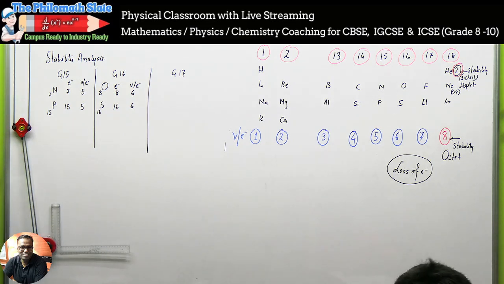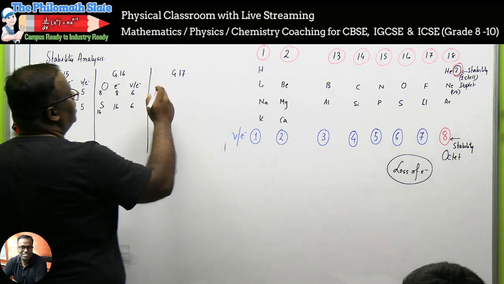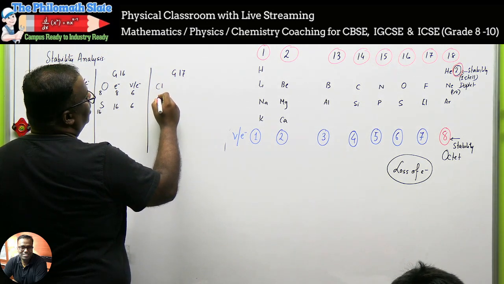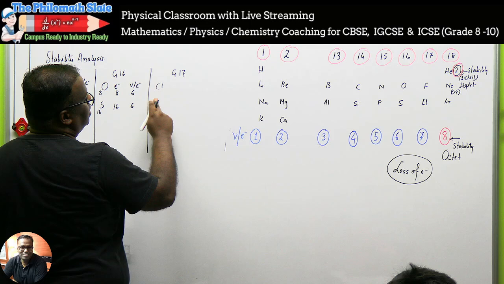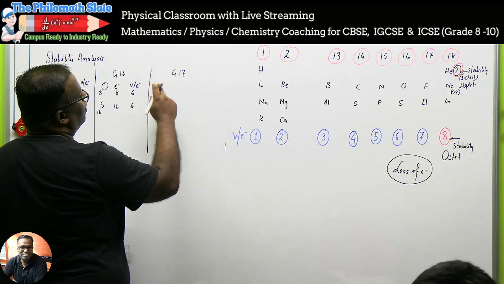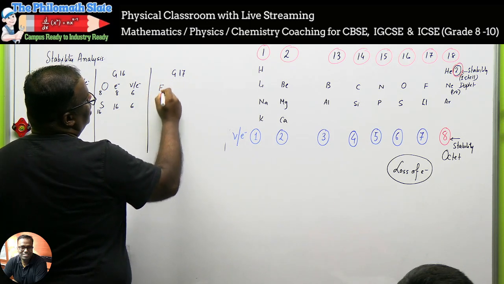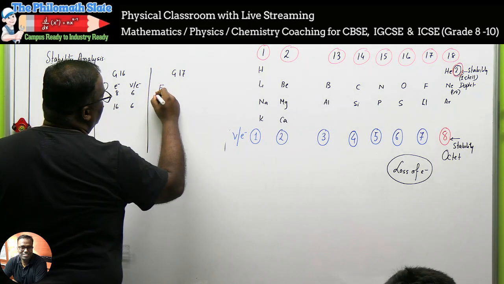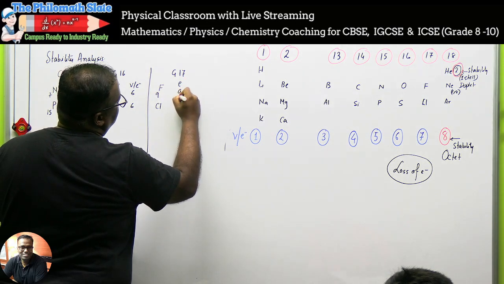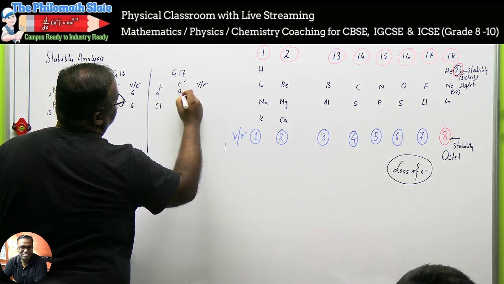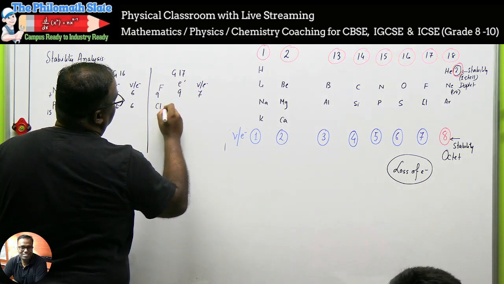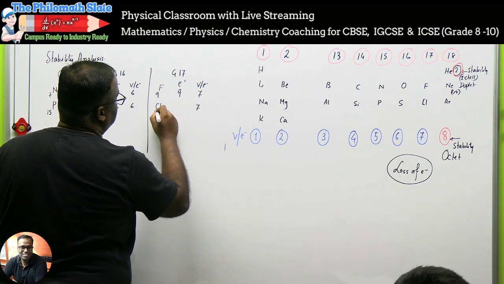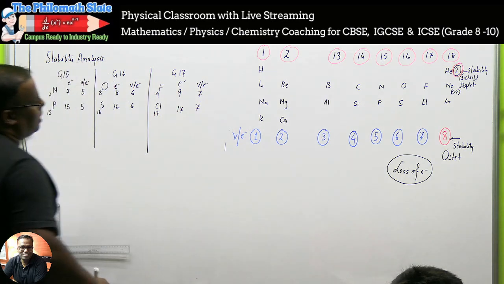ठीक है? अब ग्रुप 17 में आते हैं. 17 में आएगा फ्लोरीन एंड क्लोरीन. Fluorine is how many? 9. So the electron count is 9. The valence electron count is how much? 7. And chlorine is 17, so 17 electrons and 7 valence electrons.